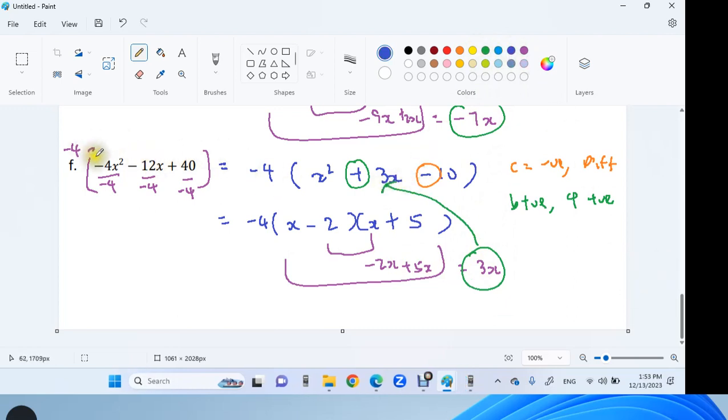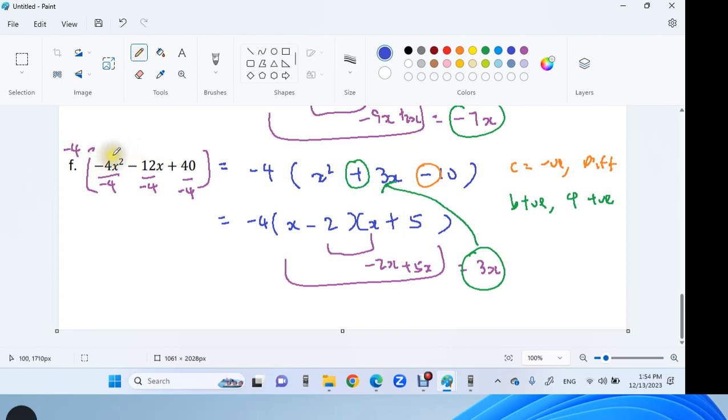The reason why I factorize negative 4 here is because first, the coefficient for x squared must be positive if you want to use the method that I use here. The second reason why we factorize 4 is because we observe that 4 is a multiple of 4, 12 is also a multiple of 4, 40 is also a multiple of 4. So if we factorize the 4 out, more exactly negative 4, then only we do the factorization, then it will be easy.